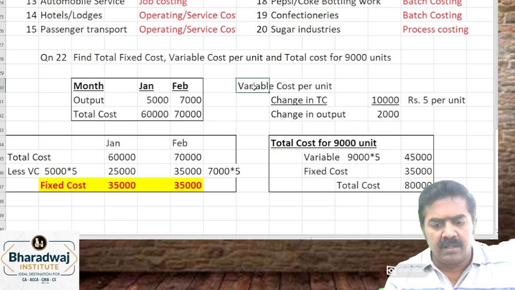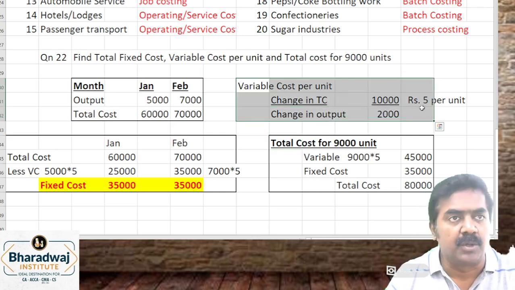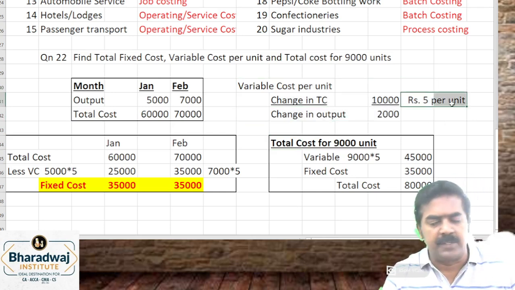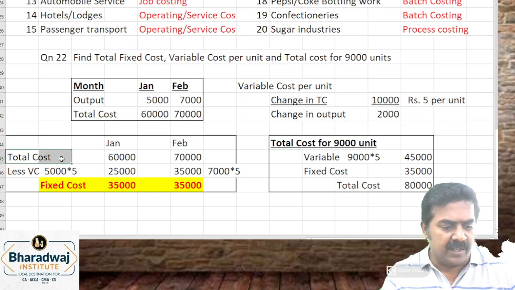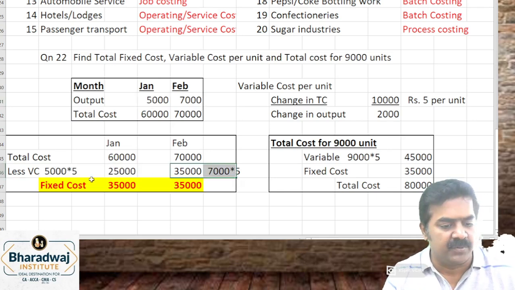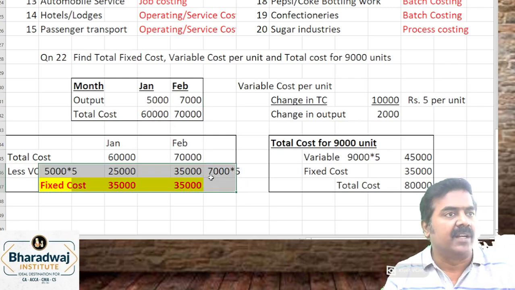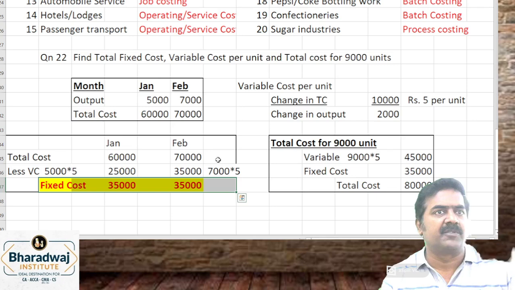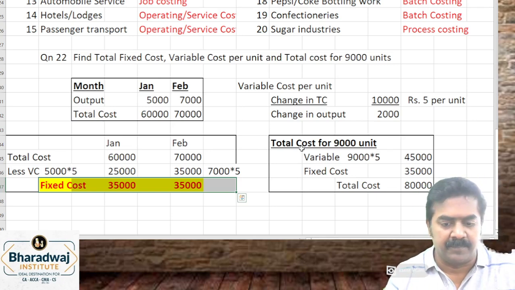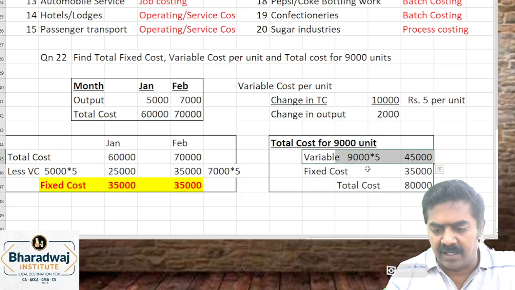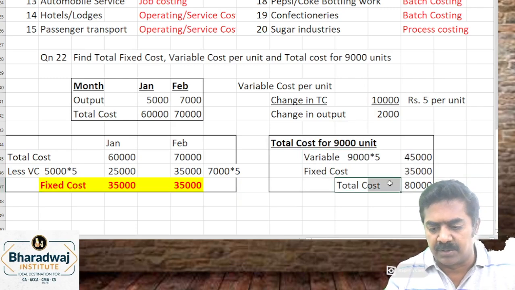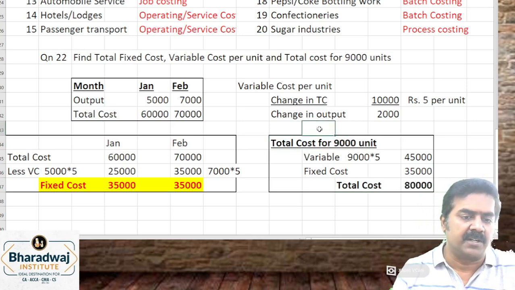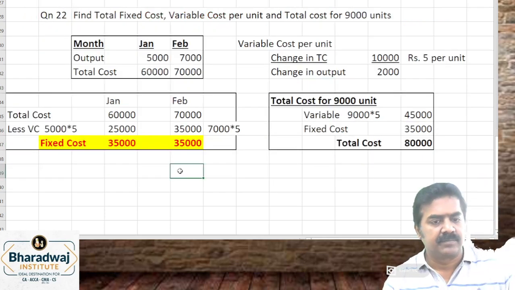I repeat. Variable cost, change in total cost divided by change in output, 5 rupees per unit we get. We verify total cost. Variable cost 5,000 into 5, 25,000, 7,000 into 5, how much? 35,000. Less that, what do we get? Fixed cost. You can find January or February. Fixed cost is same. Variable cost for 9,000 plus fixed cost 35,000. Now, total cost will be 80,000 for how many units? 9,000 units.